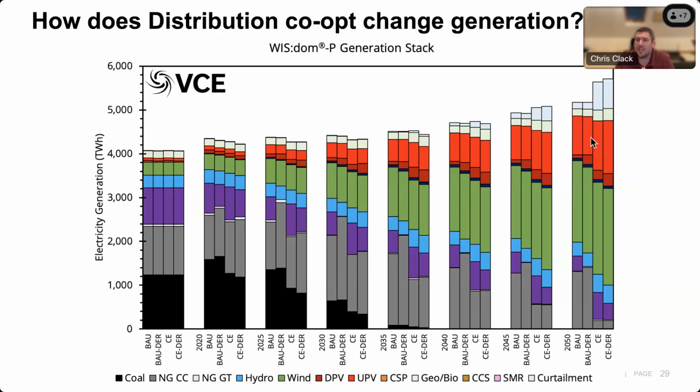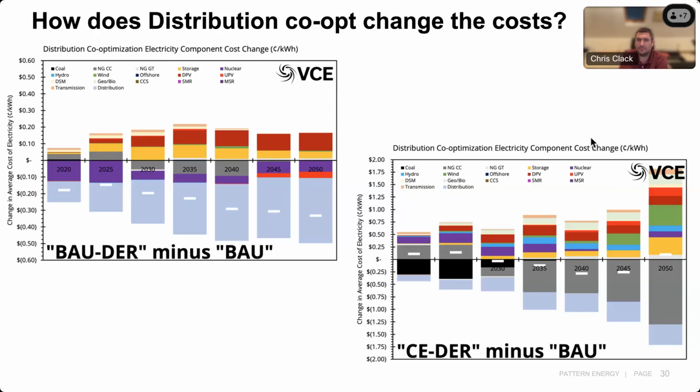The generation stacks themselves, again, not a huge amount of information here other than we are seeing an increase in renewables in general, both on the utility side as well as on the distribution side. And it reduces the amount of gas over time as well.